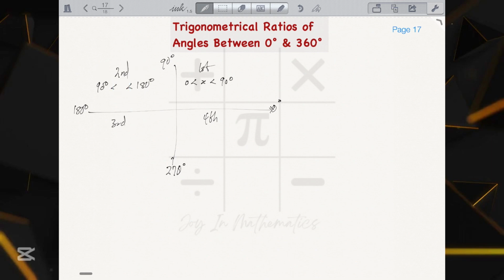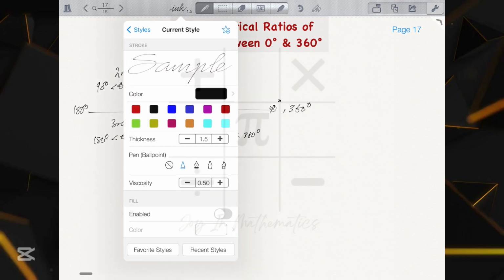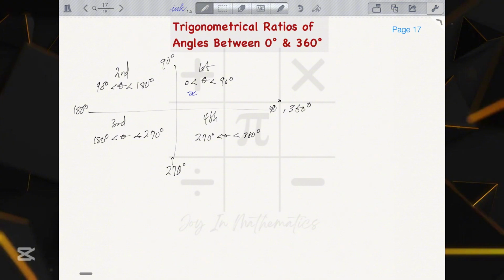or let's say theta. Now let's be using theta, ranging from 180 degrees less than theta less than 270 degrees, and finally this will be 270 degrees less than theta less than 360 degrees. Now we understand the concept of the relative acute angle, where x here is the acute angle, which is theta. X, the acute angle here, will be 180 minus theta. X as the acute angle in the third quadrant will be theta minus 180 degrees, and x here will be 360 minus theta.